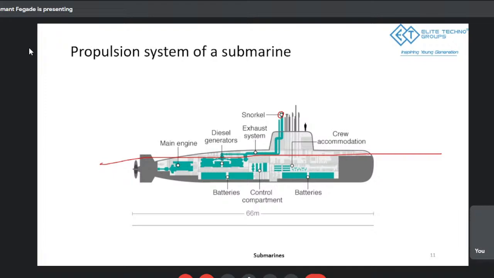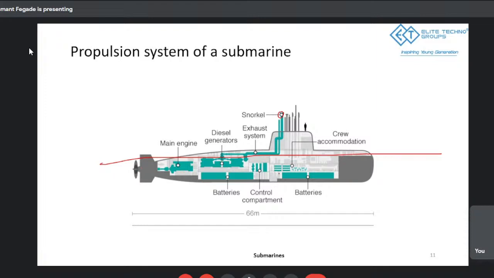Now whatever electricity is being generated over here is stored in these large chunks of batteries. When we close the outboard valve and go to deep diving, these batteries will then operate the propeller in order to move the submarine underwater. And when you are moving over the surface, you are just using the diesel generator directly powering the propeller in order to move it over the water surface, right?